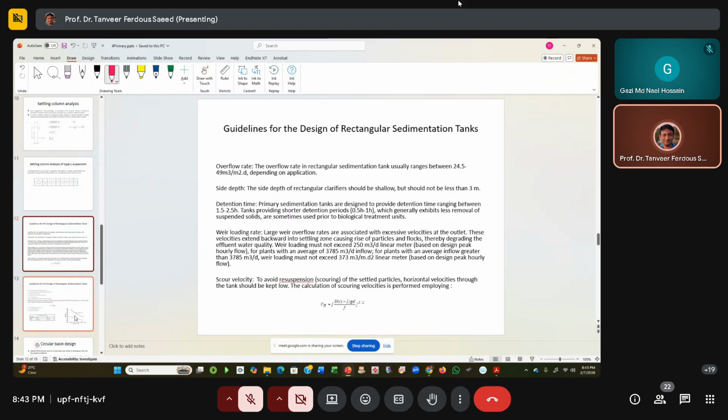That's why we provide 1.5 to 2.5 hours of retention time. Now, weir loading rate. If the weir loading rate is substantial, particularly in the outlet, what will happen? As I informed you in my last class, if the weir loading rate is very high, turbulence will be created in the outlet zone, which will extend backward into the settling zone. And once the turbulence extends backward, the solids that previously settled on the bottom of the tank will rise. That means failure of the system. So we need to control the weir loading rate. This is a very important parameter.